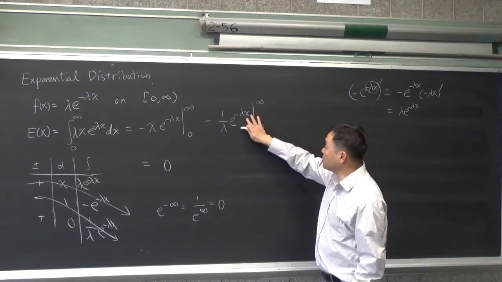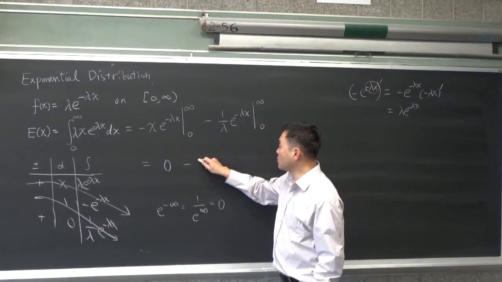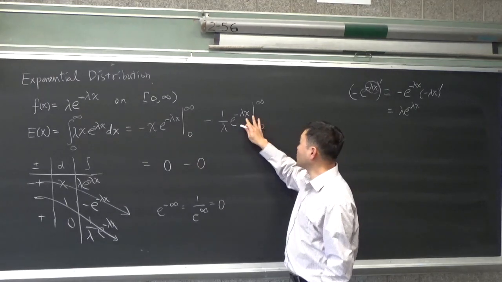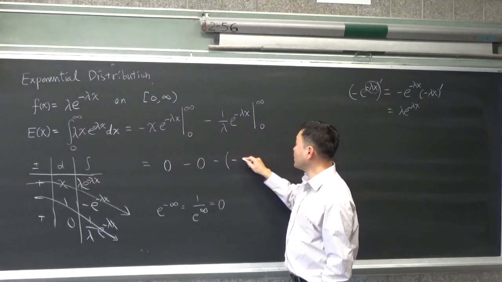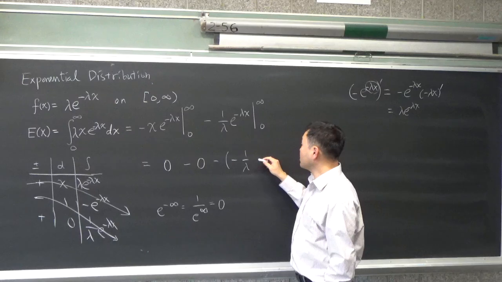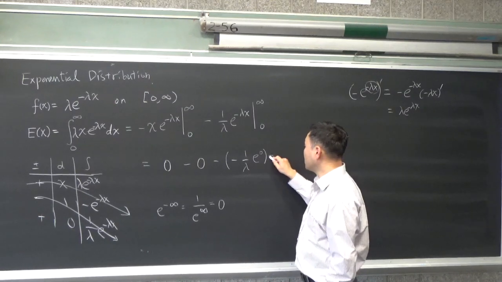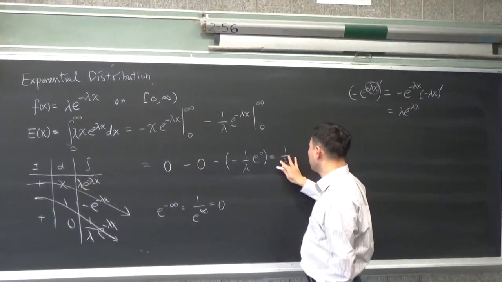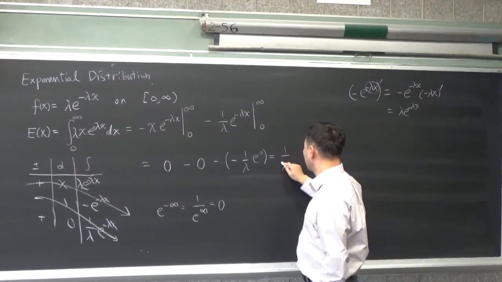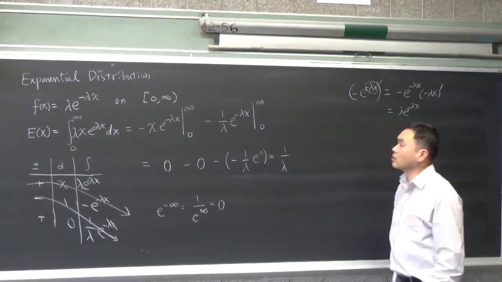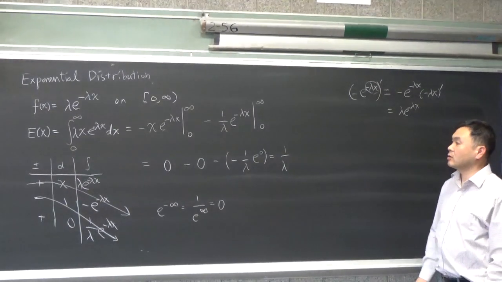When you plug in infinity, again for the same reason, it's going to give you 0. And when you plug in 0, minus negative 1 over lambda times e to the 0th power gives you 1 over lambda. Okay?